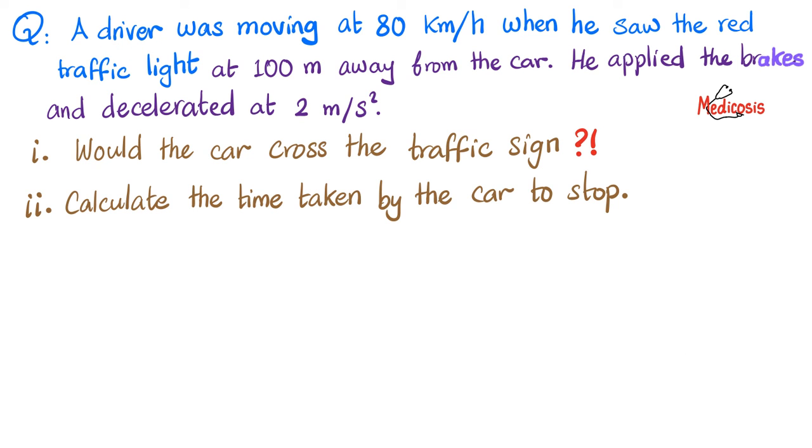Coming up next, a driver was moving at 80 kilometers per hour when he saw a red traffic light at 100 meters away from the car. He applied the brakes and decelerated at 2 meters per second squared. Question 1. Would the car cross the traffic sign or the red light? 2. Calculate the time taken by the car to stop. Please pause and try to answer this.